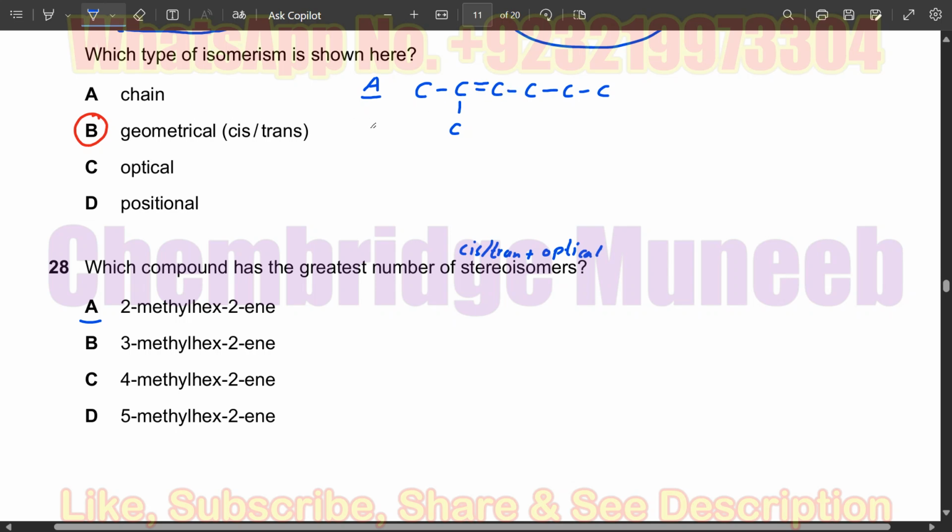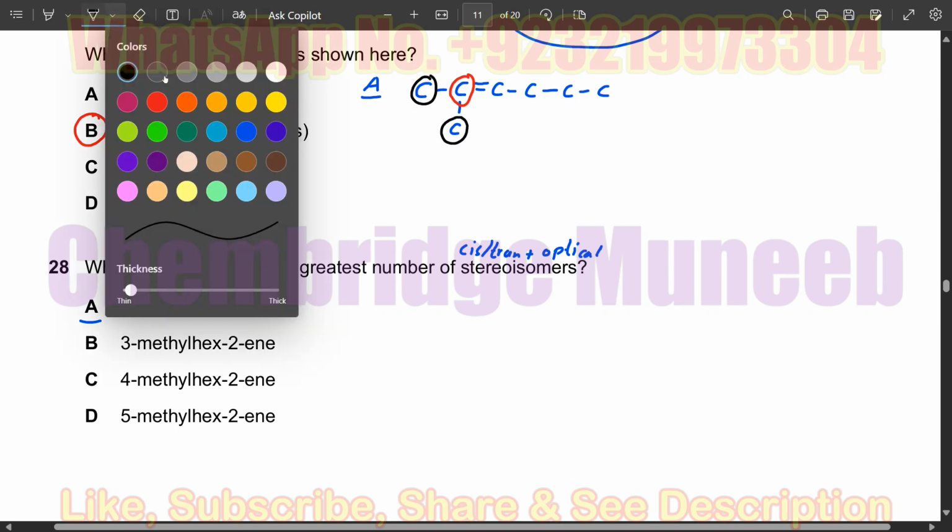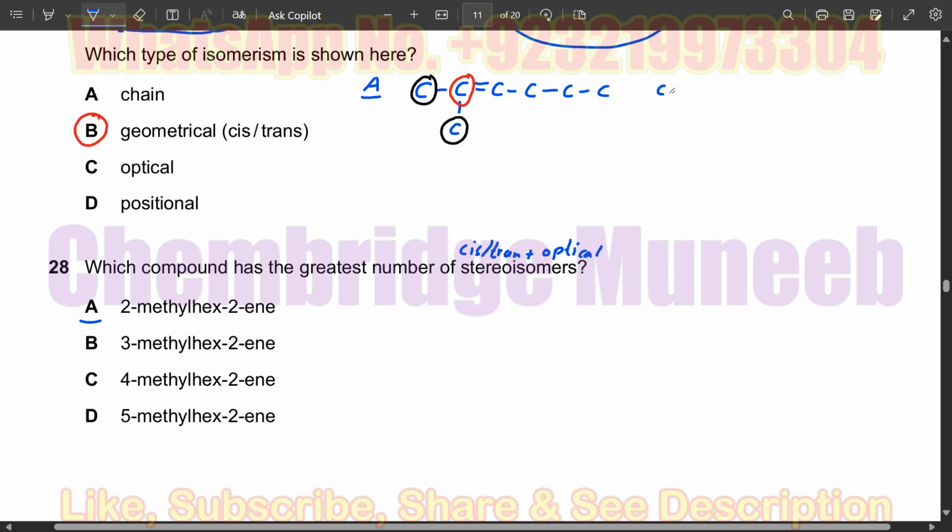Now if we consider cis-trans, there is no cis-trans here. Why? Because this carbon is bonded with 2 methyl groups. Because of this, there is no cis-trans. So in front of that, I will write cis-trans is 0. For optical, we should have one carbon having 4 different groups, but there is no single carbon which contains 4 different atoms or groups of atoms. So optical is also 0. So there is no stereoisomer of this compound.